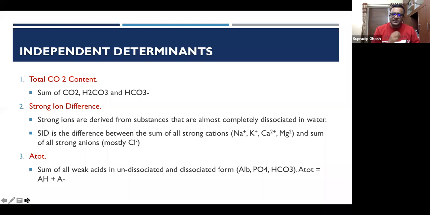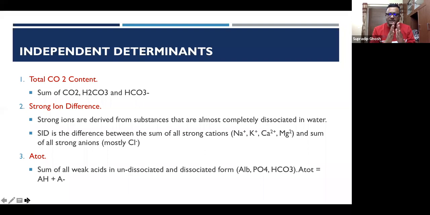Now, for understanding strong ion difference, we need to understand that strong ions are ions derived from substances that completely get dissociated in water. For example, sodium chloride is completely dissociated in water to sodium and chloride. And strong ion difference is the difference between the sum of all strong cations, that is sodium, potassium, calcium, and magnesium, and the sum of all strong anions. These are mostly chloride and to some extent lactate. So this is the most important component.